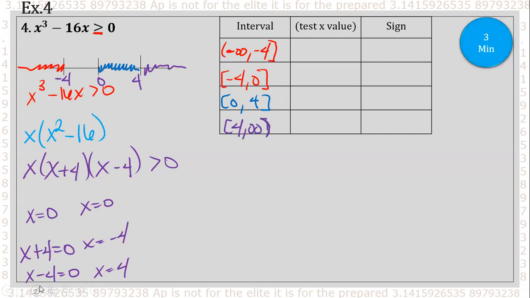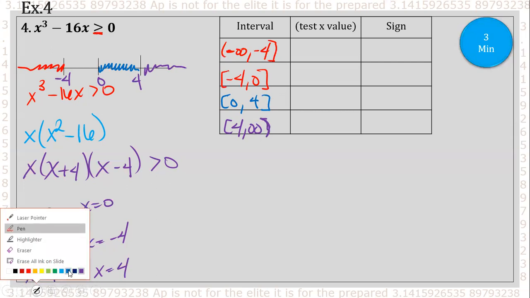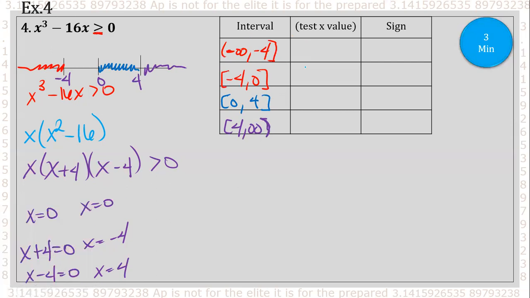Okay, so from here, guys, you can go ahead and find the test value. You can use whichever ones you want. A number that exists between negative infinity and negative 4, let's say any number you want. So negative 100 works for me. A number between negative 4 and 0, negative 1 works. From 0 to 4, let's go with 1. And from 4 to infinity, let's go with 100. And all you have to do is test these values. So I'm going to go ahead and do that real quick.